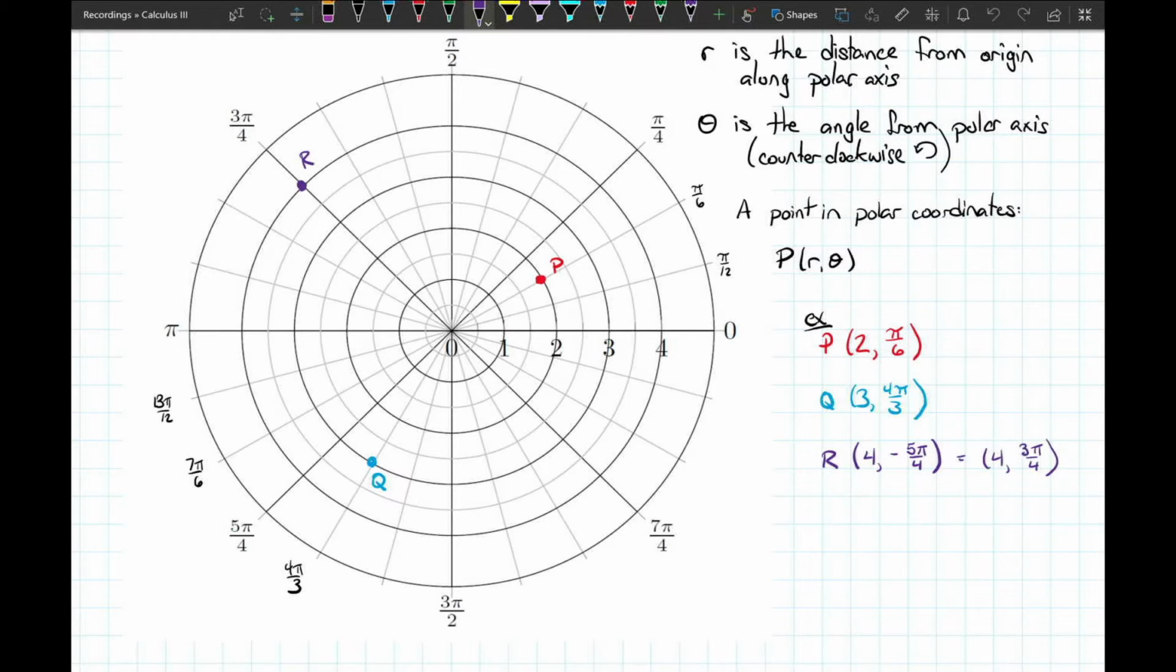In fact, there are infinitely many representations of each of these points, and we can get those by simply adding a multiple of 2 pi to theta.